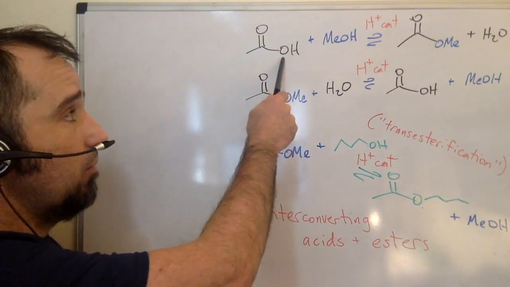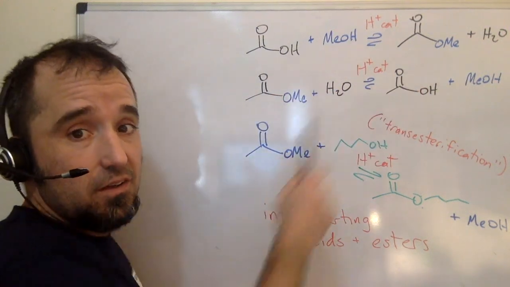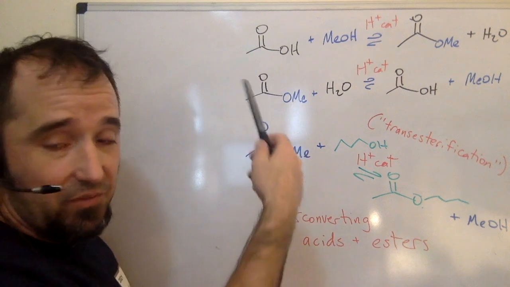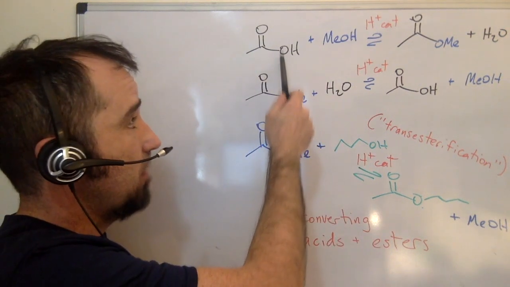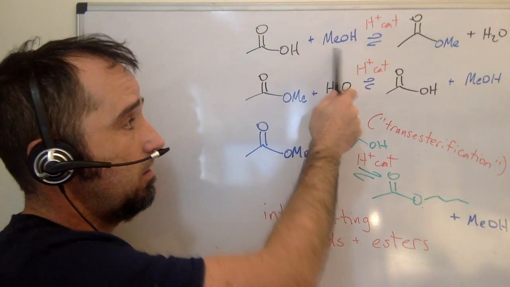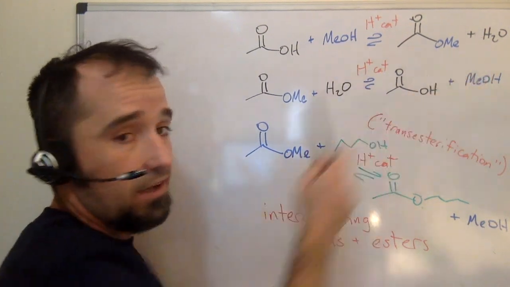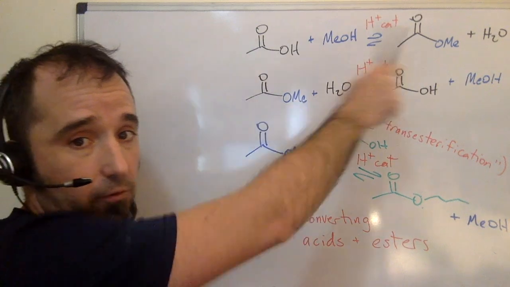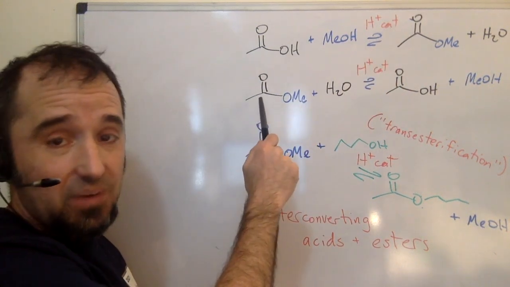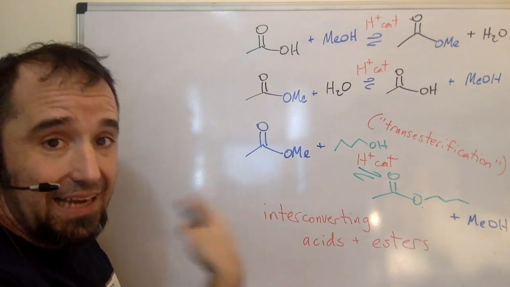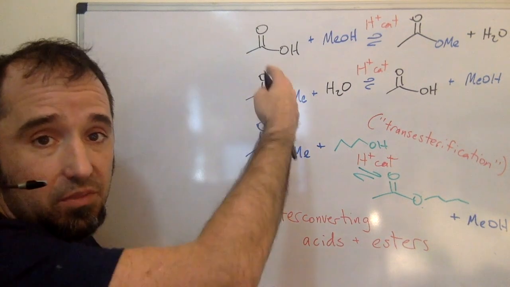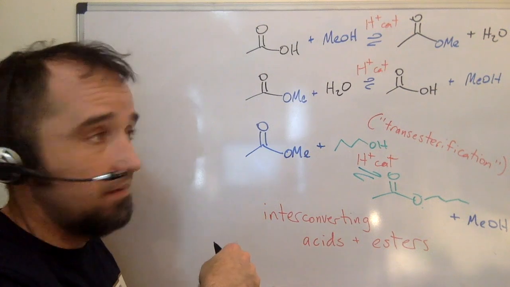I can go from an acid to an ester. So again, we can think about this as an equilibrium where an ester or carboxylic acid and an alcohol interconvert with an ester and water. So I can go that way. This second equation, notice, is just the reverse of this top equation. So I can go back and forth from the ester or the acid.